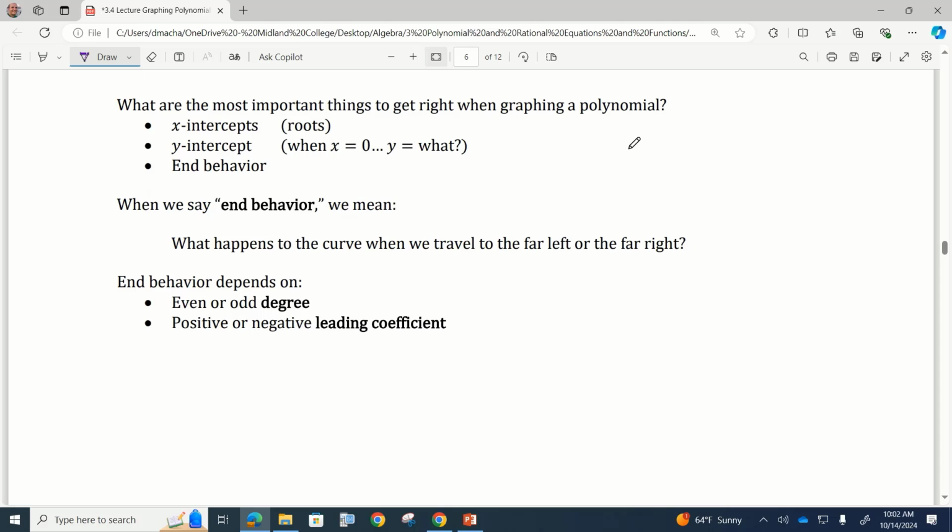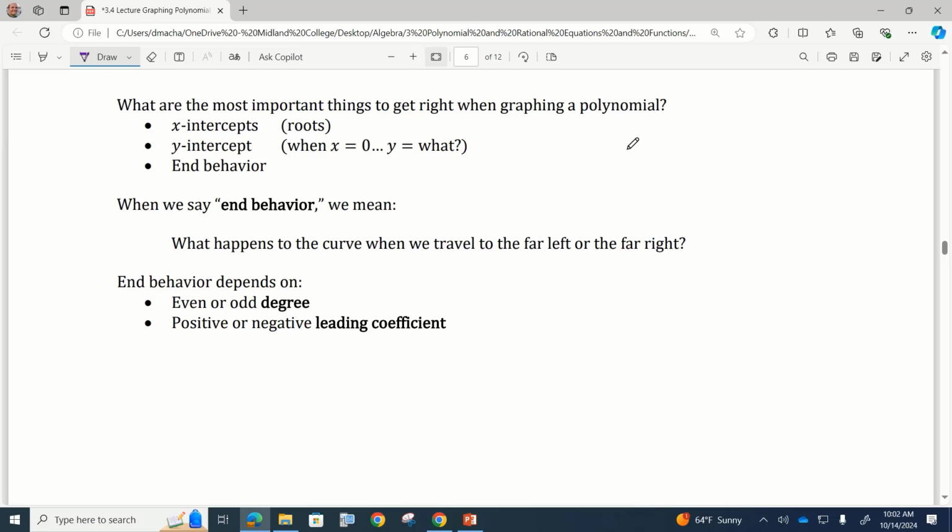Like I said, today we're going to do only problems where we graph polynomials or look at graphs. The most important things to get right are the roots of the polynomial and their multiplicities, the y-intercept, and the end behavior. On a graph, the roots of the polynomial become x-intercepts. The y-intercept is whatever you get if you plug in x equals 0 into your function.